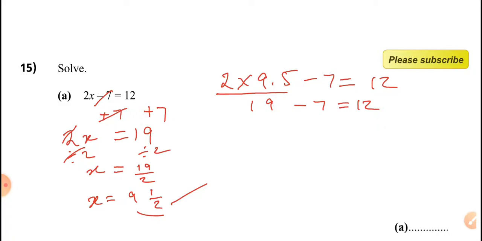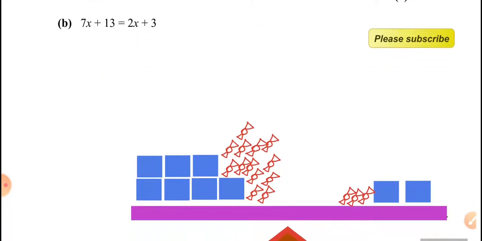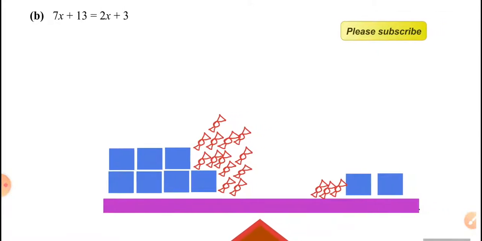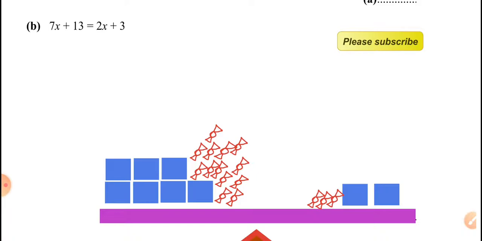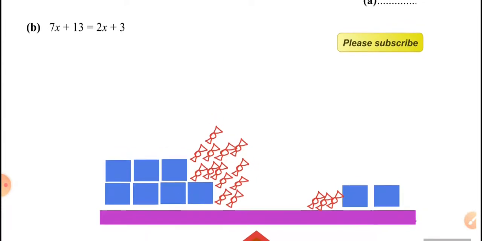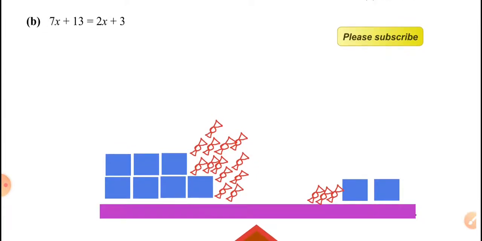Moving to question B now. So I've got a pictorial or a diagram to help you understand this question. So we've got 7x plus 13 is equal to 2x plus 3. We want to know what x is. But the problem is we've got x's on the right and we've got x's on the left. So this diagram should help you understand what we do.